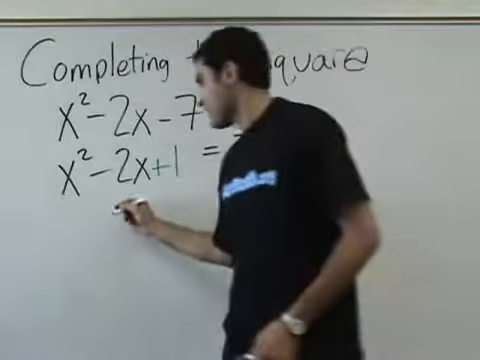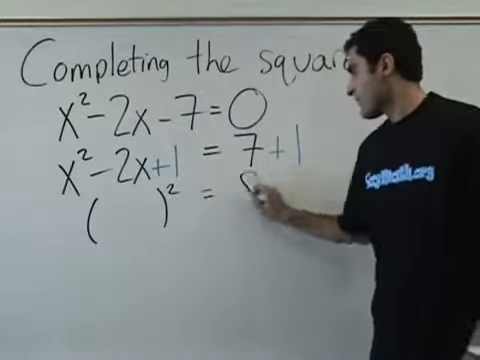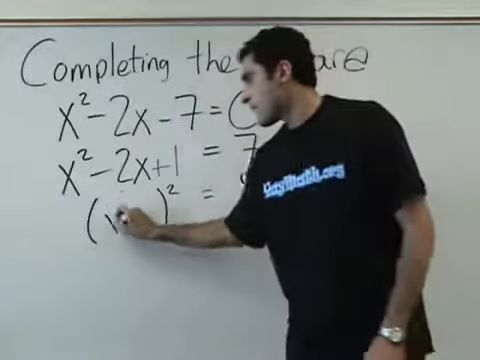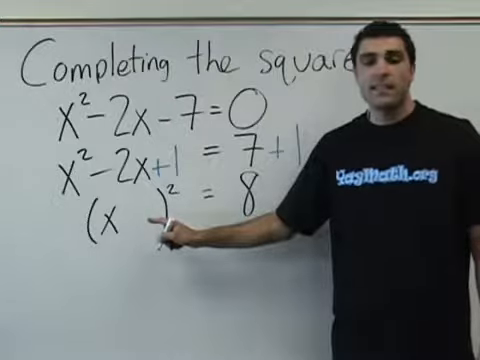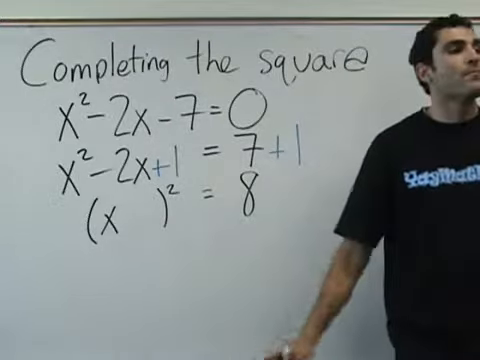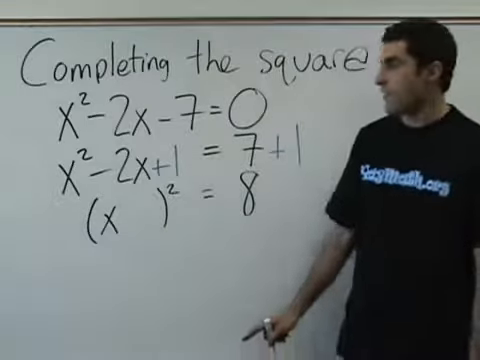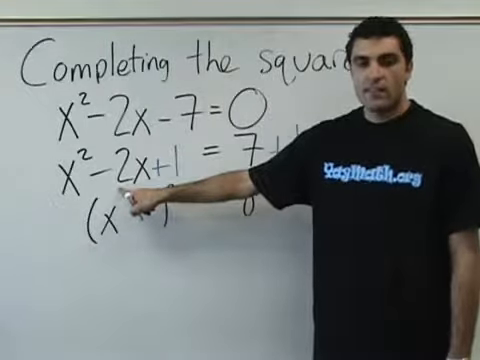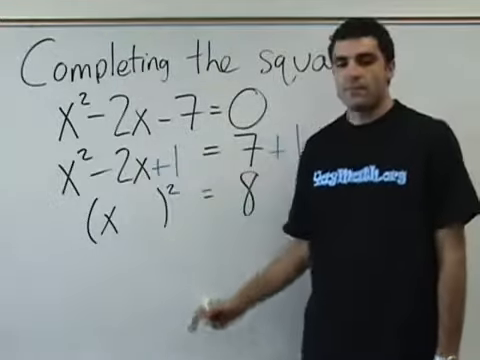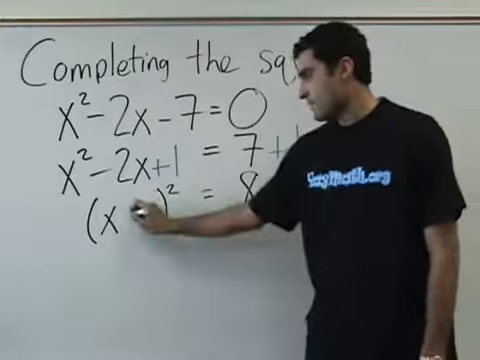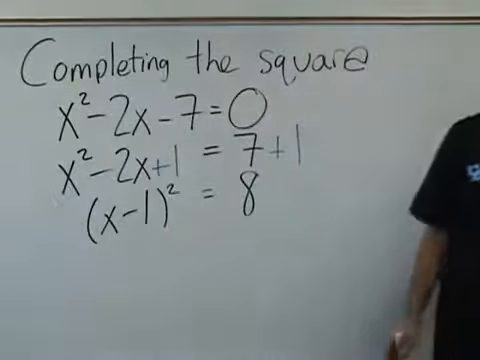Okay, so it's x squared minus 2x plus 1 equals 8. And so it's x minus... Almost. What number goes here? It's negative B over 2. So this is B, right? So what's negative 2 over 2? Negative 1. Okay, negative 1 there. Good.